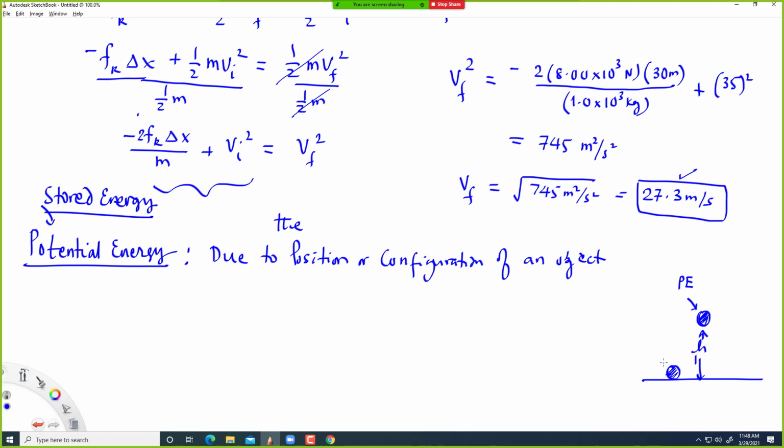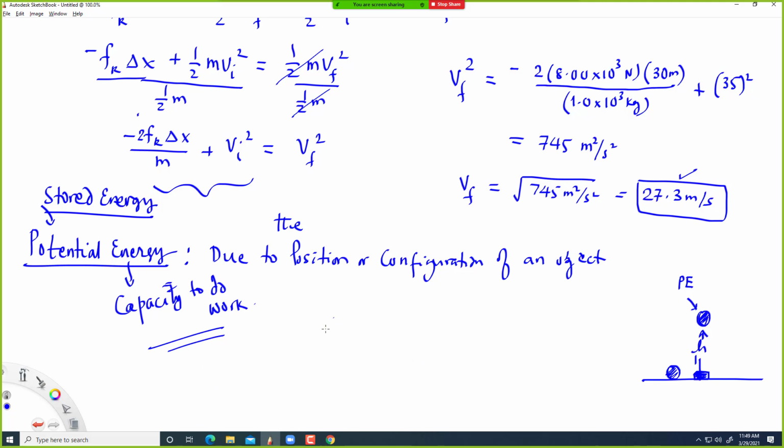And how do you know it has potential energy? You know it has potential energy because if you drop it on some object, it will show the effect. It will do work on that object. So the definition of energy is capacity to do work. So you know an object has energy if it has capacity to do work. So this object dropped onto some other object can do work on that object. That means it can do work, so it has energy.